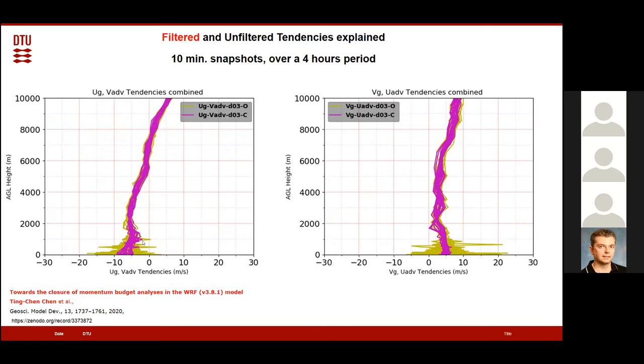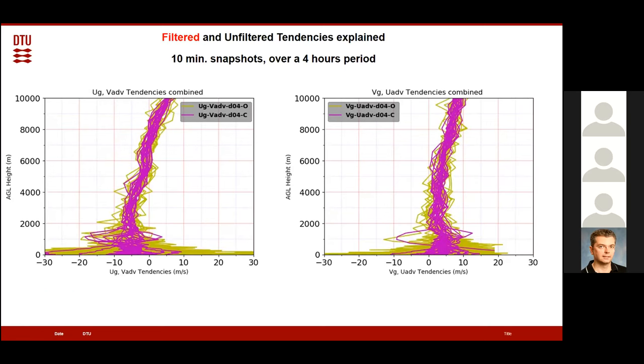And we can see a significant improvement from doing this, on trying to settle down what's going on below 1 kilometer. But if we move to the 1 kilometer domain, the previous slide was a 3 kilometer domain, we can see that we are dampening the variations quite a bit, but we can't get completely rid of them. So we still have some issues to consider here.